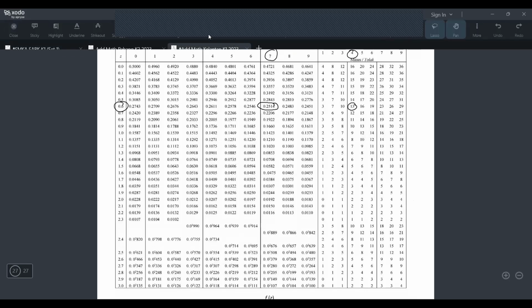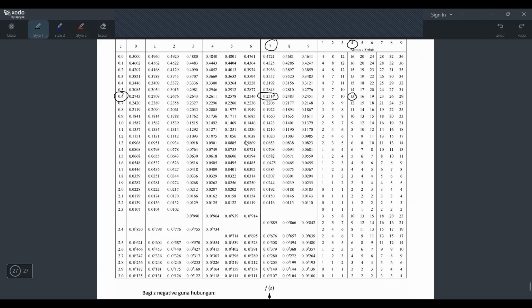So 0.1 or lebih sikit. Where is 0.1? 0.1093, this one, 1003, right? But since I want 0.1, I have to minus 3. Okay, I have to take belakang minus 3. So do I have 3 here and the tolak here? Okay, I only have 2 and 4. So which one is nearer to 3?